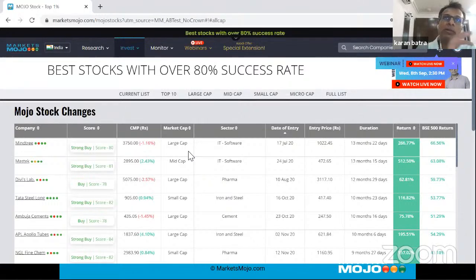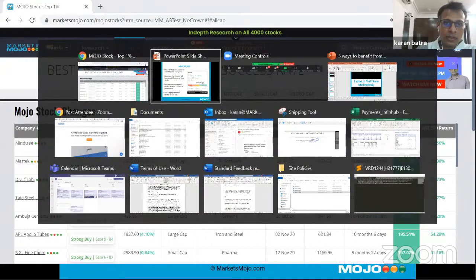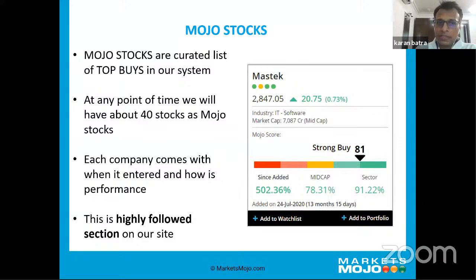Now they cannot add a stock on their own. Like, if I say I like a certain stock, I cannot add that stock on its own to the Mojo stocks. The stock has to be a highly rated company. The investment committee can only stop a stock from becoming a Mojo stock. So like we saw, it's the curated list of our top buys in the system. And whenever a stock gets entered or exited, we alert you and we start tracking the performance from that day onwards.